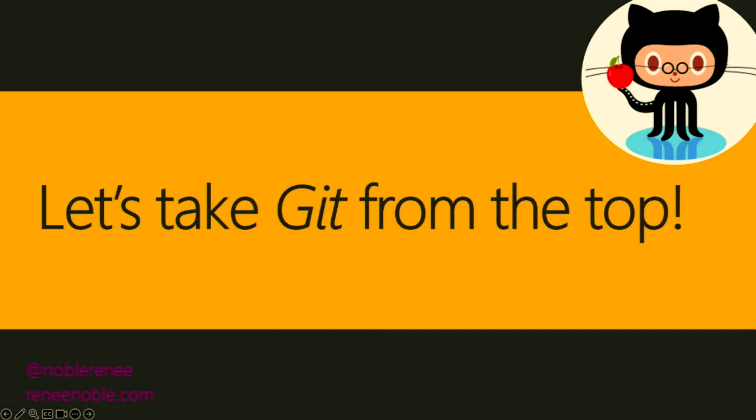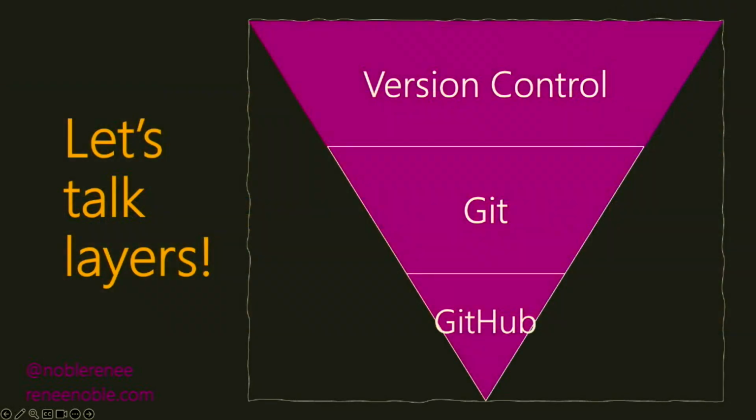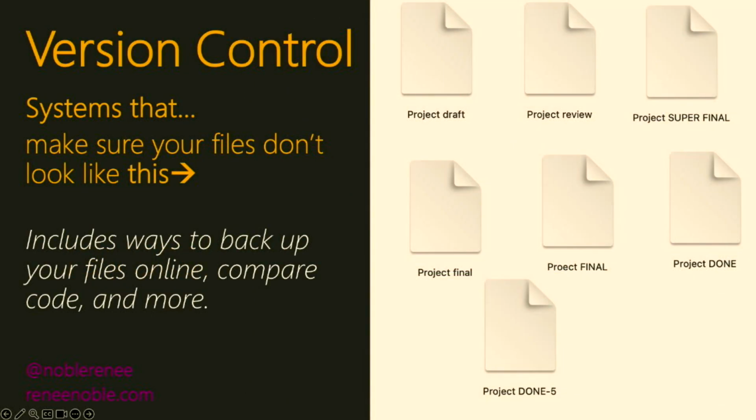So let's take it from the top for anyone who is less familiar with Git. I'll take it right from the top with version control. Version control is a way of managing our files and code, or not even code, just data. We don't want it to look like this. So, has anyone ever had this happen on their computer?